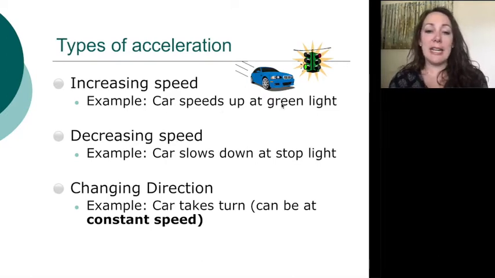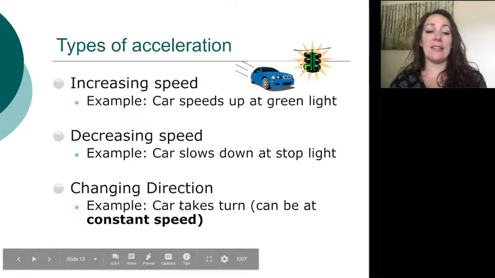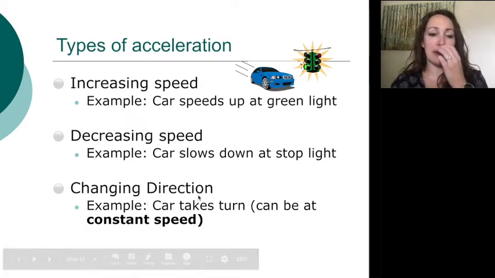So let's look at some examples. A car speeding up at a green light. That is a type of acceleration, okay? You're increasing your speed. Decreasing speed is a car slowing down at a stoplight. Changing direction, an example is the car takes a turn, even if it's at constant speed.